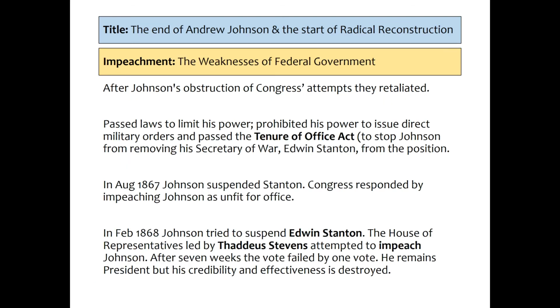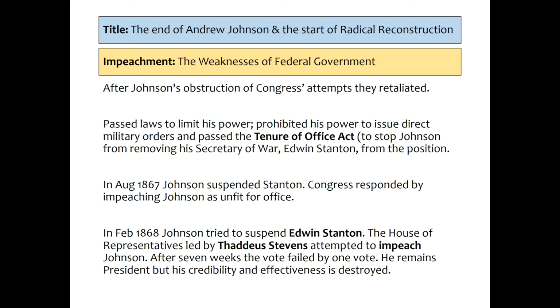So, after Johnson's obstruction of Congress's attempts, they retaliated. They passed laws to limit his power, and the two examples of this are the Tenure of Office Act that was designed to stop him removing his Secretary of War, Edwin Stanton, and laws prohibiting his power to issue direct military orders, one of the key cornerstones of the powers of the president. In August 1867, Johnson suspends Stanton, and Congress responds straight away by impeaching him as unfit for office.